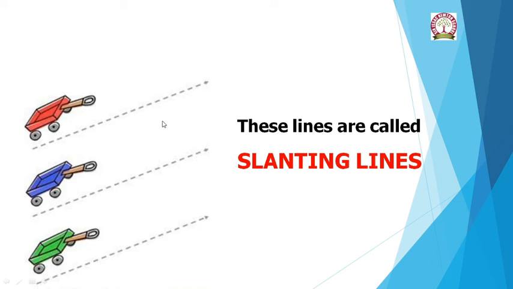Today we have learned what a line is and the types of lines. What is a line? A line is a straight figure which extends endlessly in both directions. And what are the types of lines? The first type is a sleeping line or a horizontal line. The next one is a standing line or a vertical line. And the last one is slanting lines.